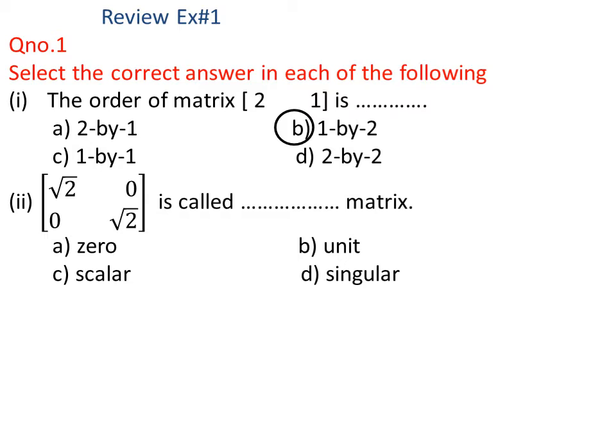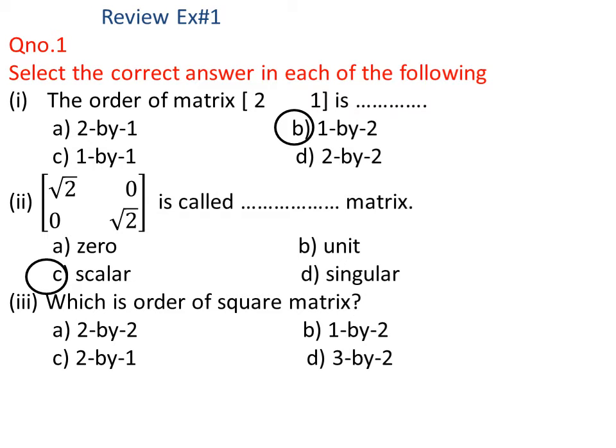Next is the matrix with the elements under root 2, 0, 0 and under root 2 is called dash matrix. 0, unit, scalar or singular. You can observe that in this matrix the elements at the diagonal places are same. That's why this is a scalar matrix. So we circle the option C.